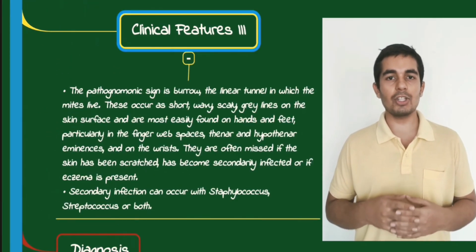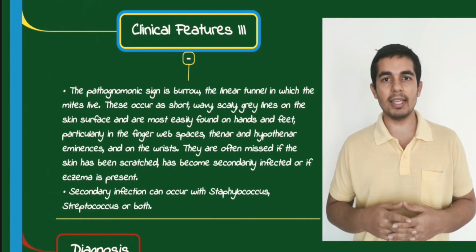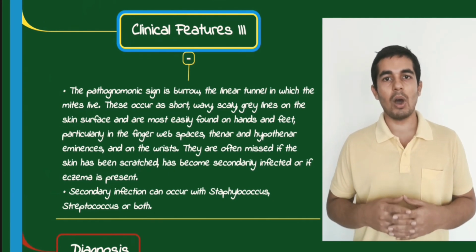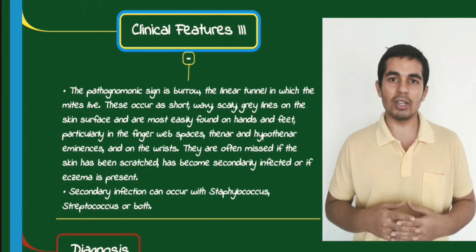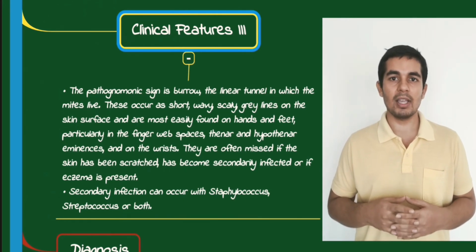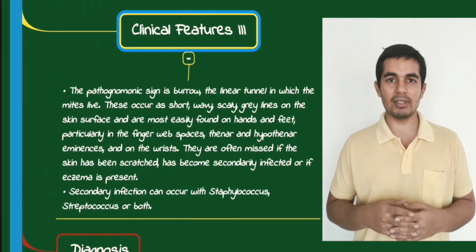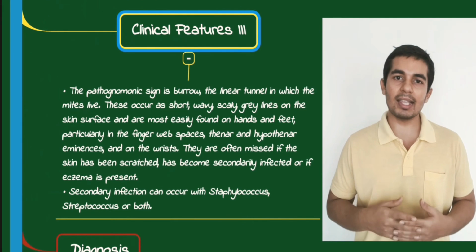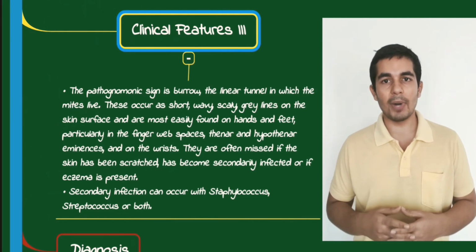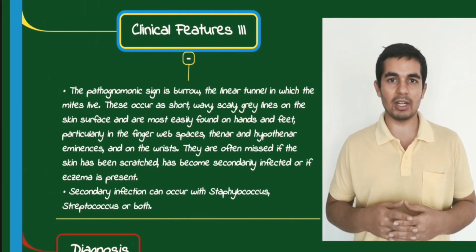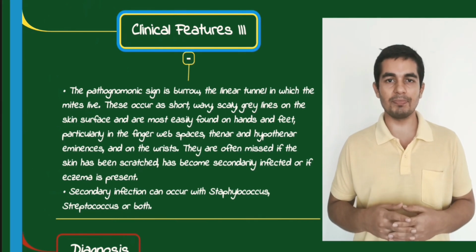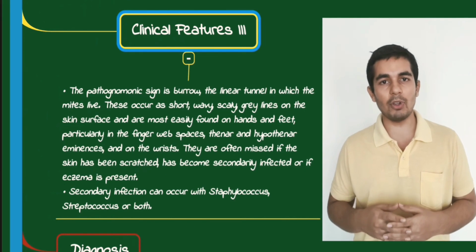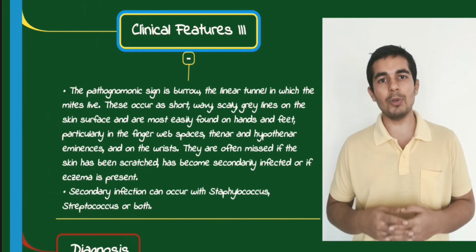These occur as short, wavy, scaly, grey lines on the skin surfaces and are most easily found on the hands and feet, particularly in the finger web spaces, thenar, hypothenar eminences and also on the wrist. They are often missed if the skin has become scratched, or secondarily infected if an eczema is present. Secondary infections are likely to occur with Staphylococcus, Streptococcus or with both.